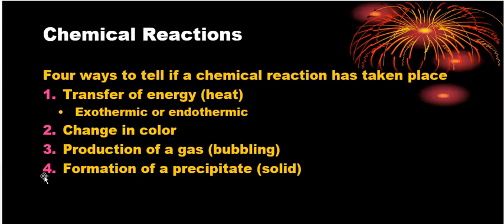There are 4 ways to tell if a chemical reaction has taken place. Number 1, a transfer of energy. If you mix 2 things together and the result feels hot or it feels cold, that's a transfer of energy, a transfer of heat. This can be exothermic or endothermic. Exothermic means hot. Endothermic means it feels cool to the touch.